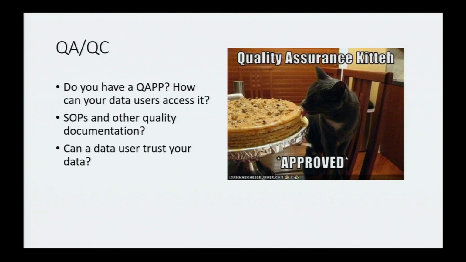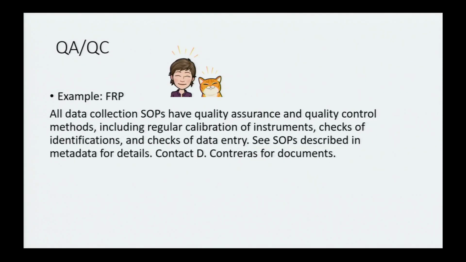Okay, quality assurance. We're going to hear a lot more about quality assurance from Rachel in a minute, but for your data management plan, we just want to know, where can the user go to find quality assurance information? Do you have a quality assurance project plan? Are there any SOPs available? And just enough information that a user would know how much quality assurance you've done. Not all the nitty-gritty details, but is it enough that a data user can trust your data?